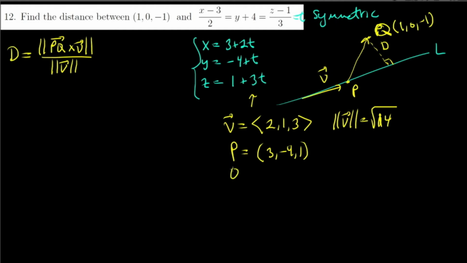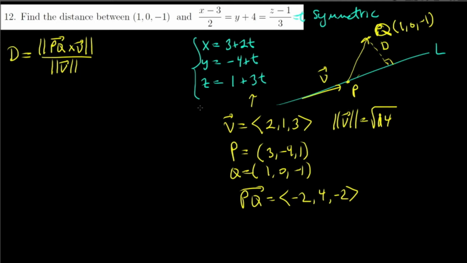Okay, so if Q has coordinates 1, 0, negative 1, then the vector from P to Q will be 1 minus 3, so negative 2, 0 minus negative 4 is positive 4, negative 1 minus 1 is negative 2. Now you have to use that. You cannot normalize it. You cannot divide by negative 2. You're stuck with that vector from P to Q. You have to use that vector, because otherwise you're changing the vector, and it might not end up at the same point Q.